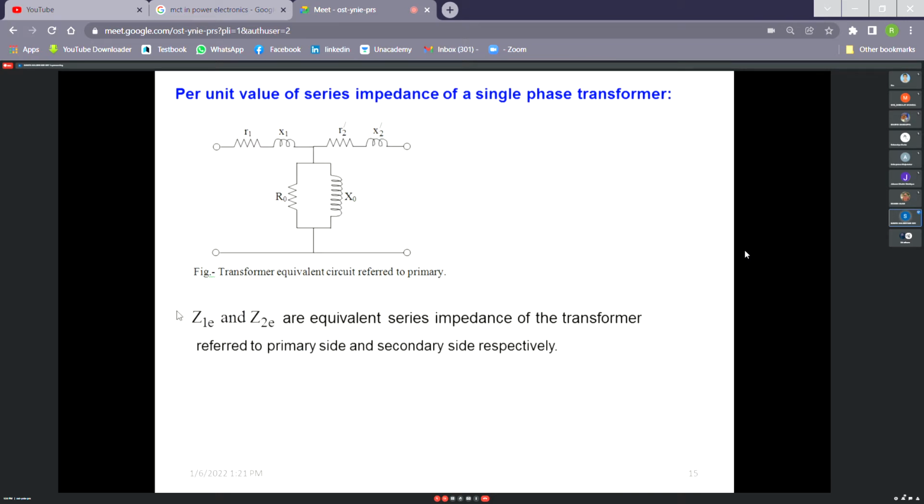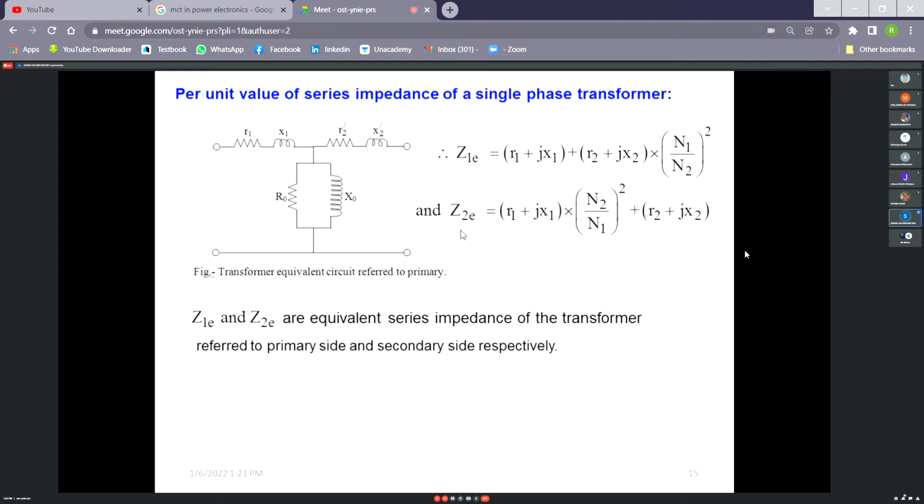Say, Z1E and Z2E are the equivalent series impedance of the transformer referred to primary side and referred to secondary side respectively. So when it is referred to primary side, it is Z1E. When everything is referred to secondary side, then it will be Z2E, E for equivalent. So Z1E is simply R1 plus jX1 plus (R2 plus jX2) into (N1 by N2) whole square. N1, N2 is the turns ratio or number of turns in primary and secondary respectively. Similarly, Z2E is (R1 plus jX1) into (N2 by N1) whole square, plus R2 plus jX2.